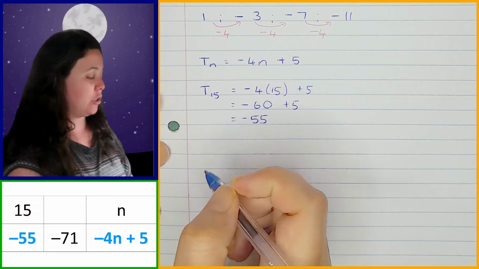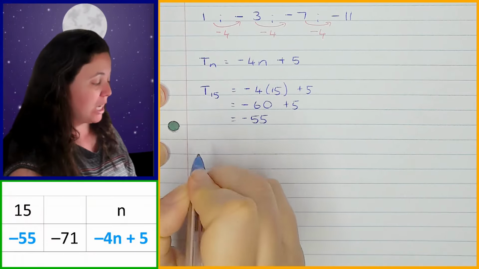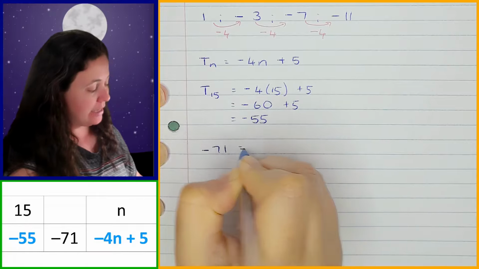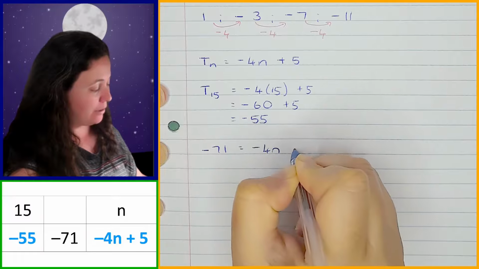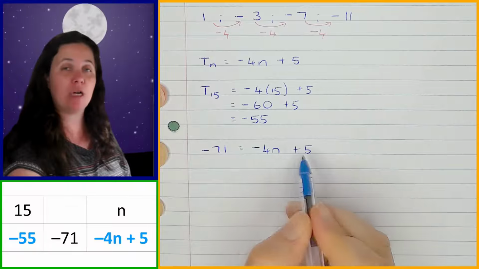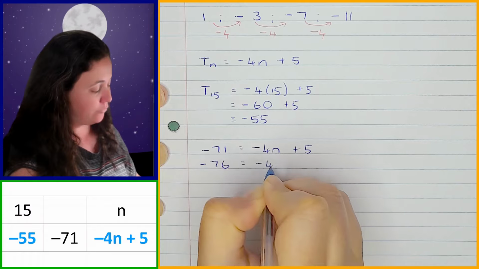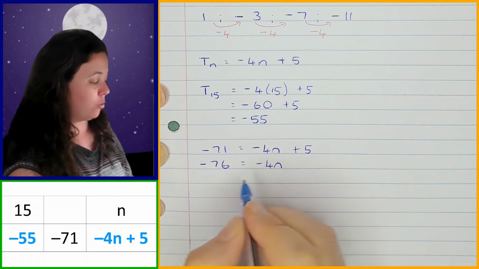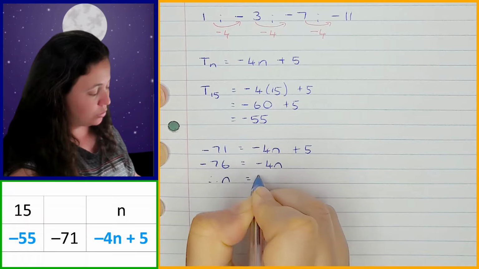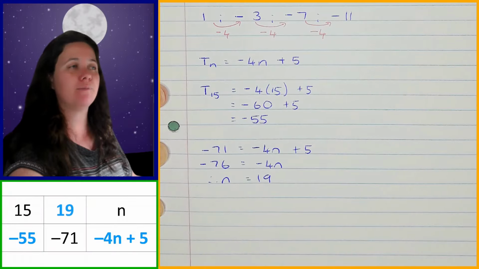Okay, and then the last one you had to do was where the term value is -71, and we had to work out what n was. So that's going to be -71 equals -4n plus 5, and we need to work out n. So we're going to get rid of the 5 by subtracting 5 on both sides. That's going to give us -76 equals -4n. Then we divide by -4 on both sides, and that should give you 19. So therefore, n is equal to 19. So that's what we should have got for that value over there, that n is 19.